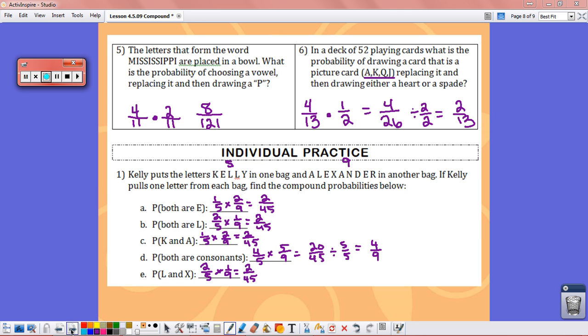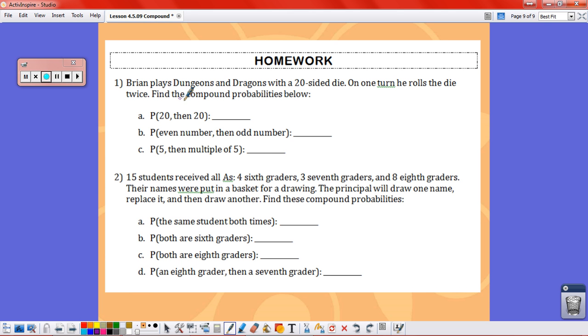And then the homework. Just 2 main questions, 2 experiments with some compound probabilities to find for each.